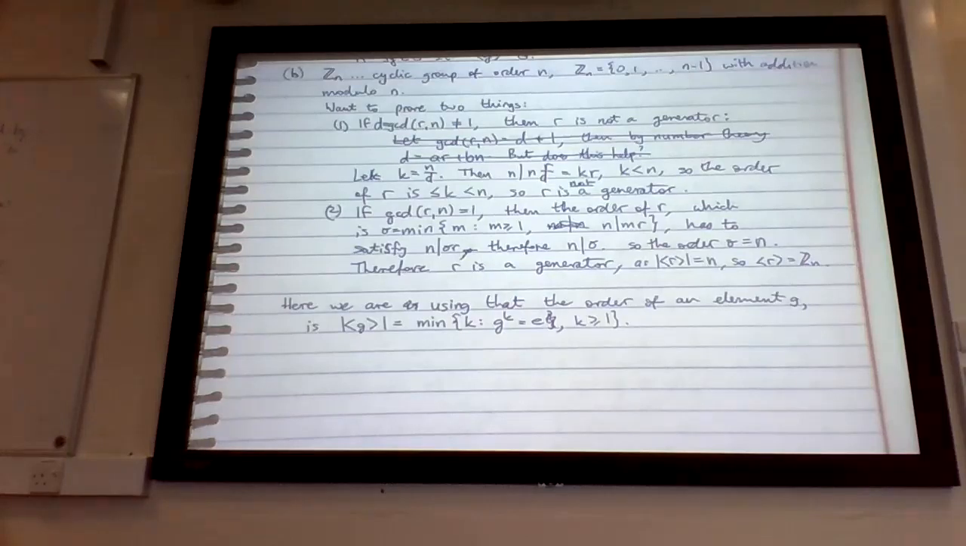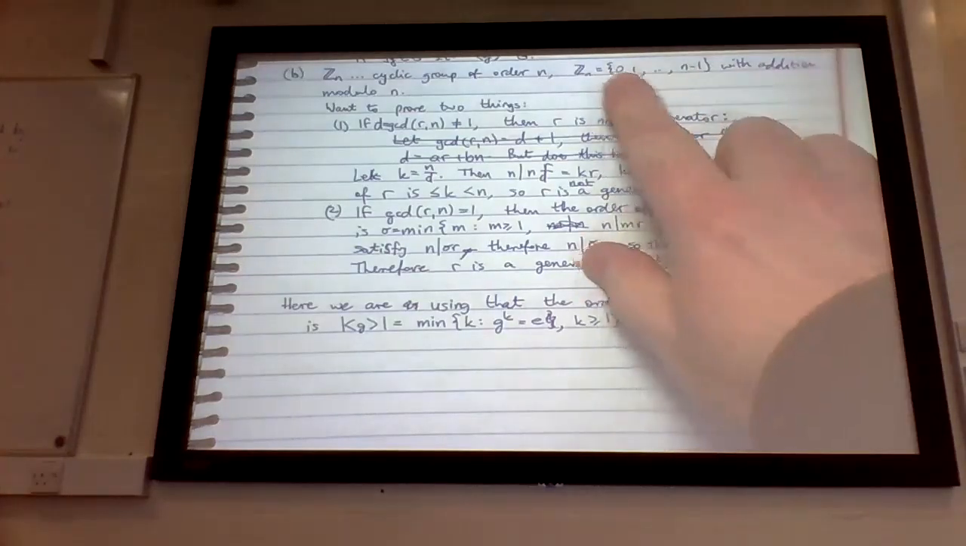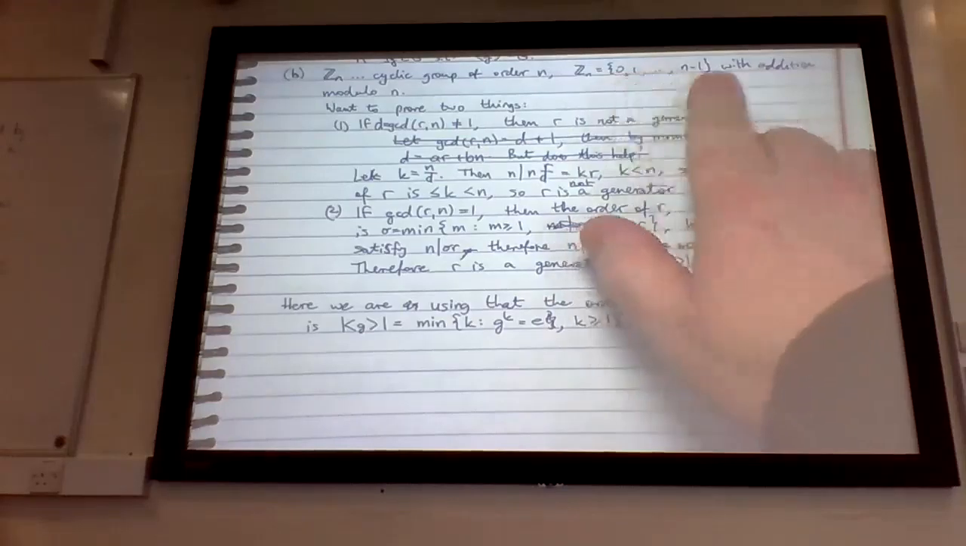So if it's got order n, then it generates a subset of size n inside here, but then it has to be all of it.